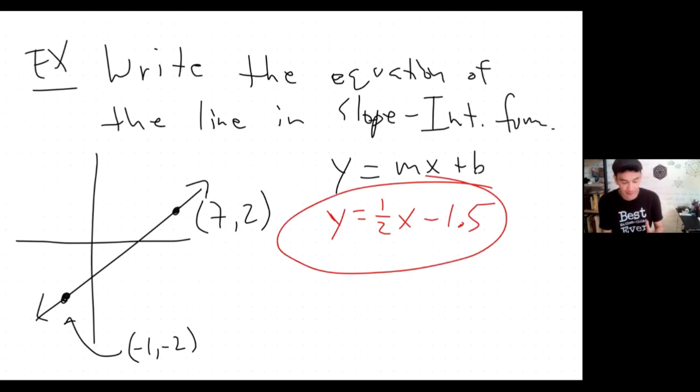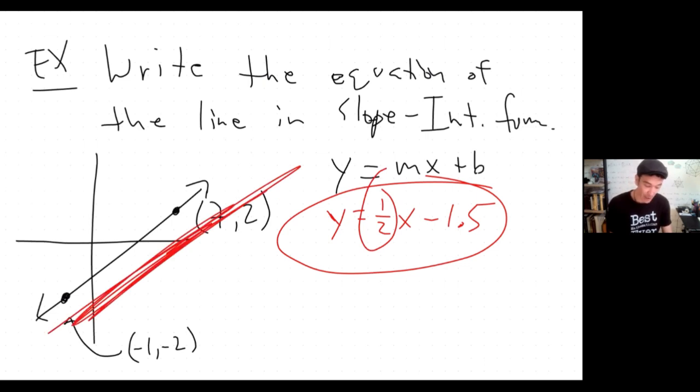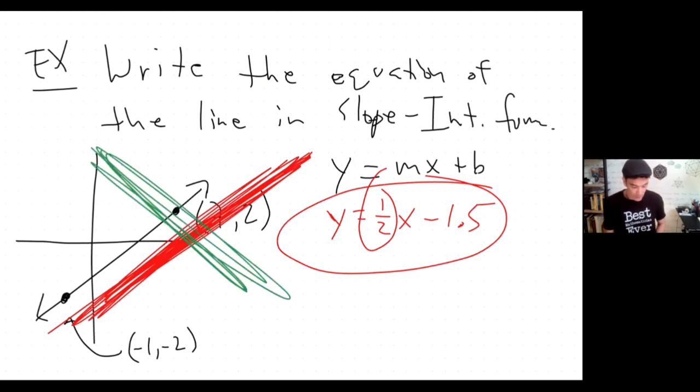A couple things. I have confidence in this answer for a few reasons. Number one, the slope was 1/2, which is positive, and this line runs in a positive direction. You see, anything that runs like that is positive. Anything that runs like this in green, that would be a negative slope. So we have positive slopes, we have negative slopes.